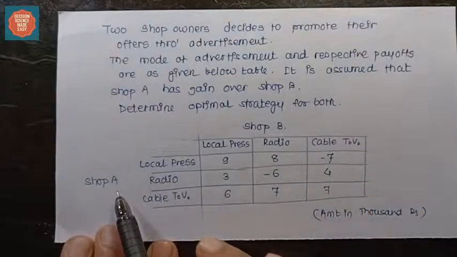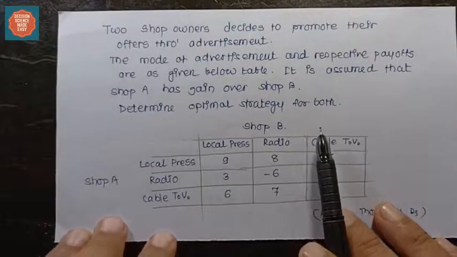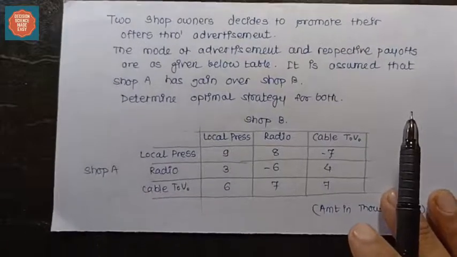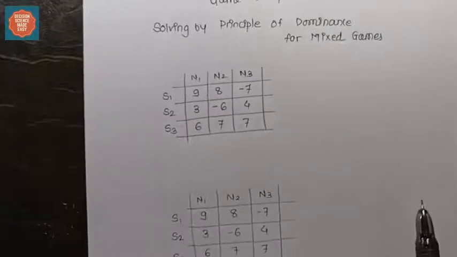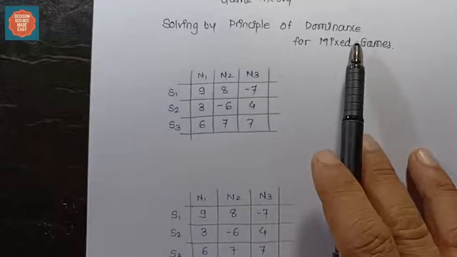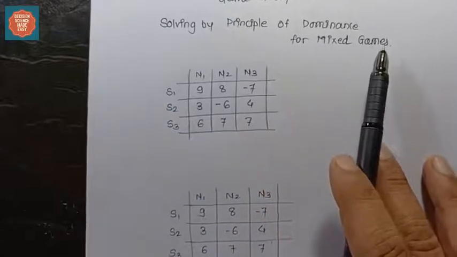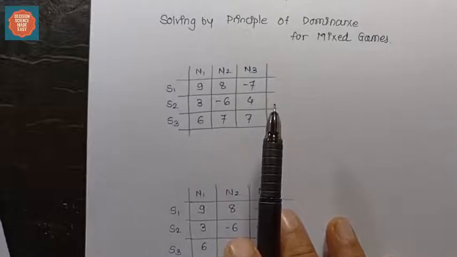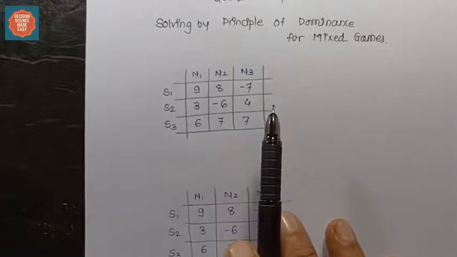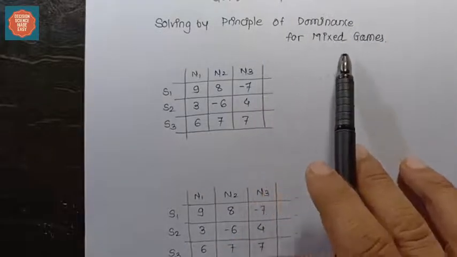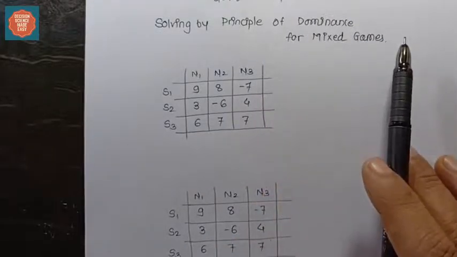So it's shop A on the left side and shop B on the right side, and all the amounts are given in thousands. In order to solve this, I'm going to write it down freshly. Today we are going to solve this by principle of dominance, and I've already checked whether it has a saddle point or not, and I found that there is no saddle point, so it is a mixed game. So I'm going to solve this with the help of the rule of dominance when it is a case of mixed games. So what is rule number one?